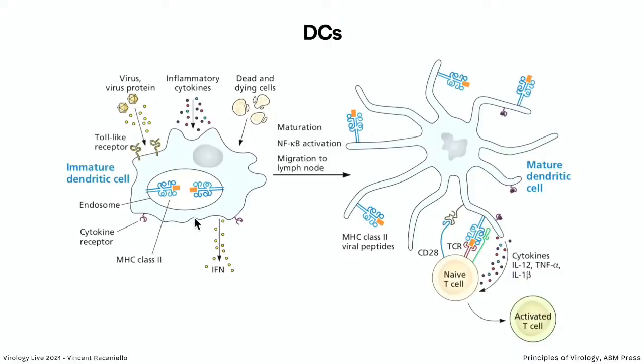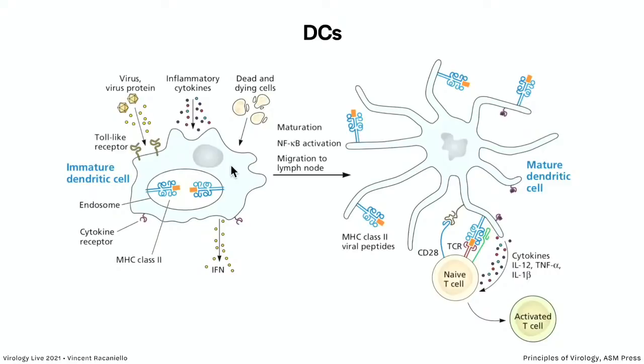These are the forms of dendritic cells that are patrolling your body, your tissues. They have receptors for cytokines. They can pick up pieces of dead and dying cells produced by infection or apoptosis. They have toll-like receptors. They have cytokine receptors. And they have in their endosomes MHC class II. And they can produce interferon to help eliminate the infection. They pick up pieces of dead and dying cells.